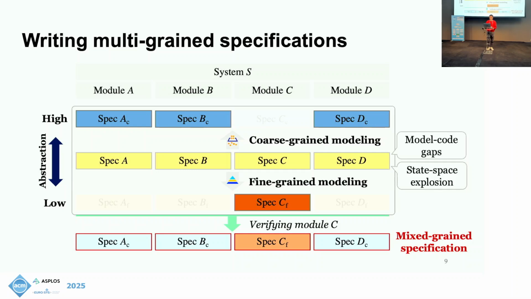For example, when verifying module C, we compose the fine-grain spec of module C and coarse-grain specs of other modules into a mixed-grain spec. Mixed-grain specs enable us to verify the system module by module and to verify code changes or bug fixes quickly.